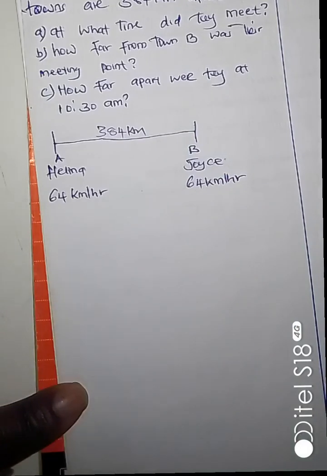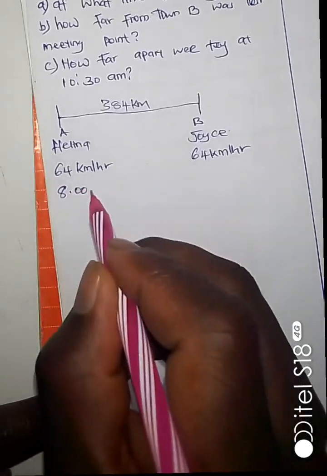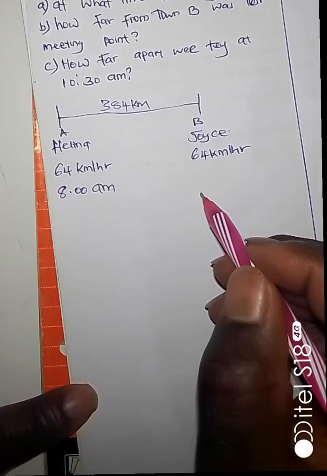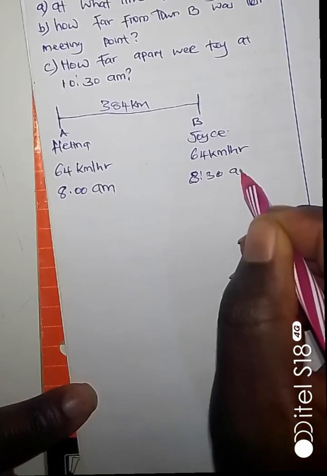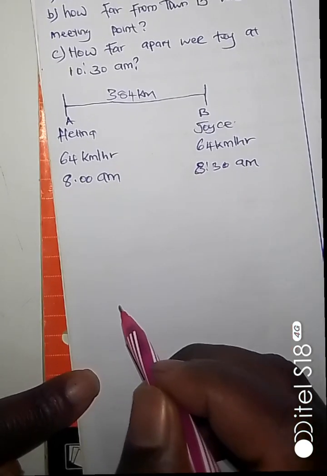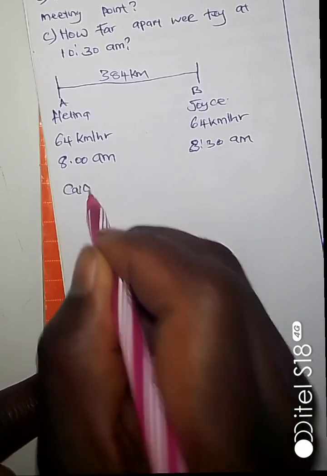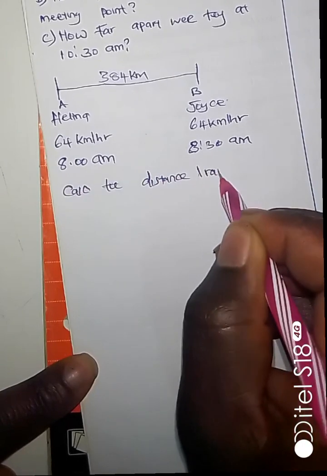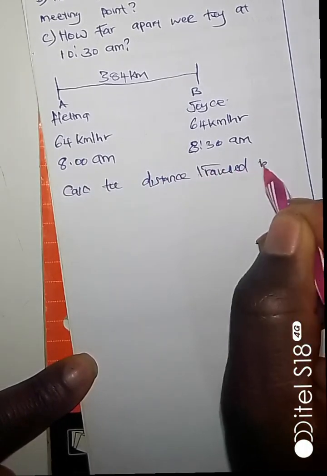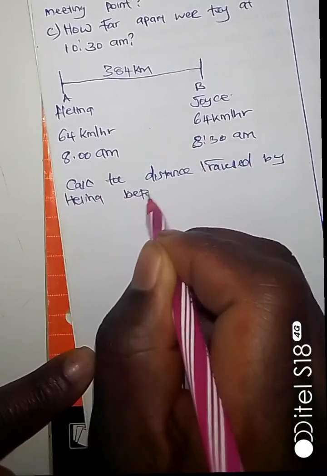So Helena started at 8 a.m., and 30 minutes later, it means that this is 8:30 a.m. Now we are told at what time did they meet. Here you first need to calculate the distance traveled by Helena before Joyce started.